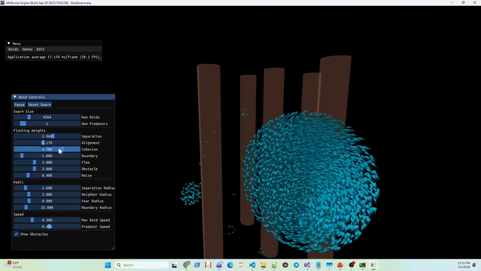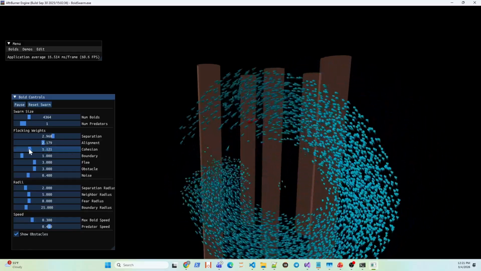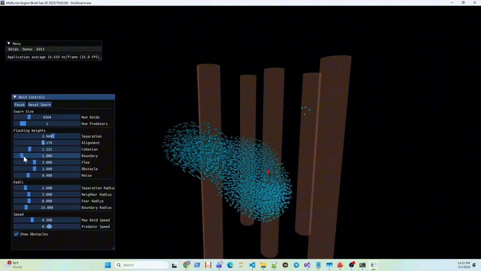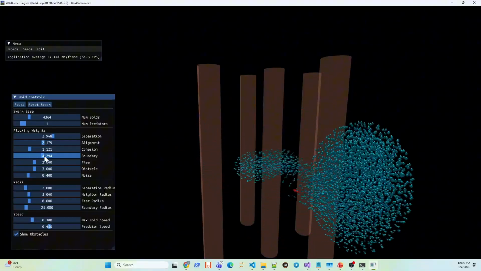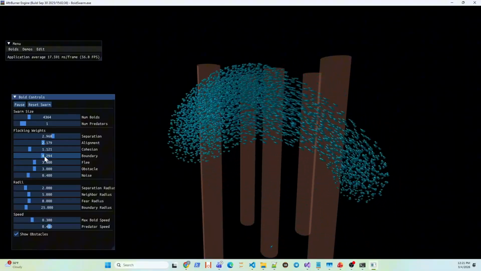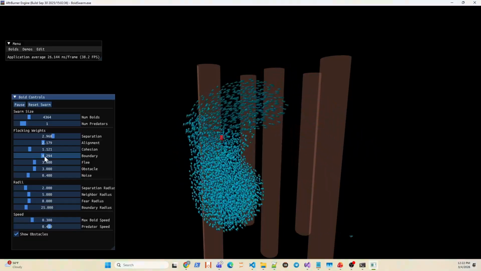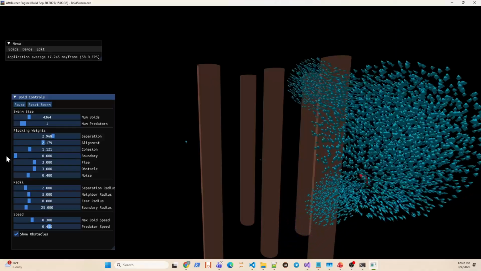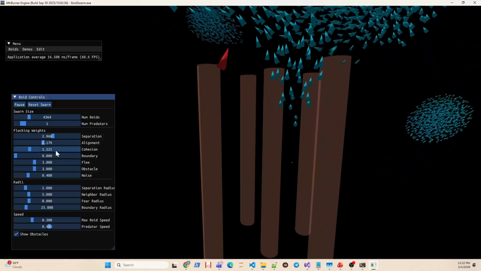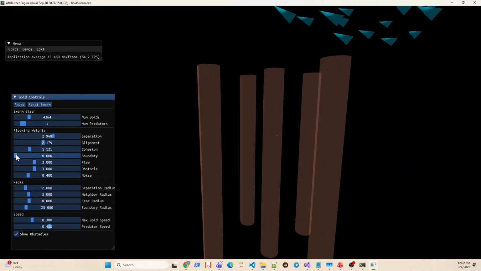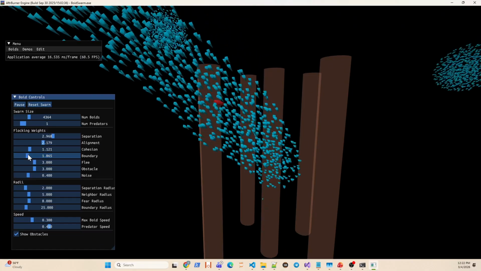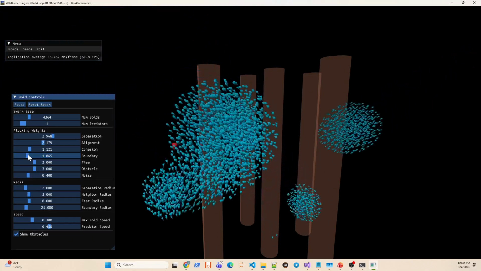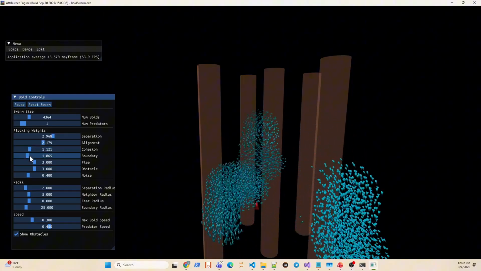What makes this project interesting is that all of the flocking logic runs entirely on the GPU. I'm using an OpenGL 4.3 compute shader where every Boid is processed in parallel, one GPU thread per Boid. The position and velocity data lives in shader storage buffer objects using a double buffered ping-pong pattern. So the simulation reads from one buffer and writes to the other each frame, avoiding race conditions.